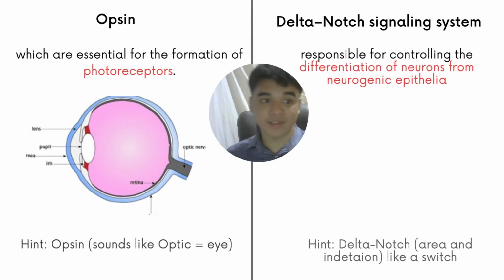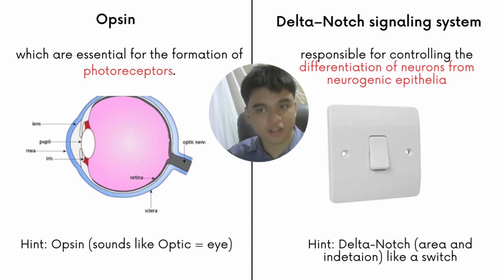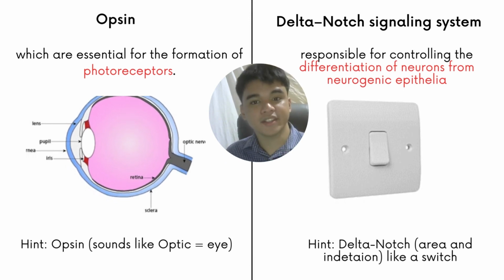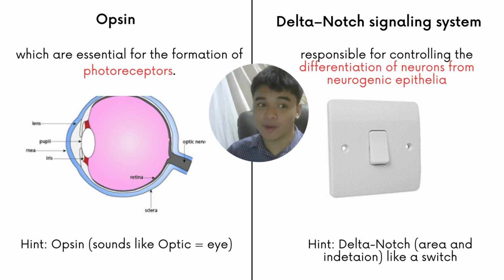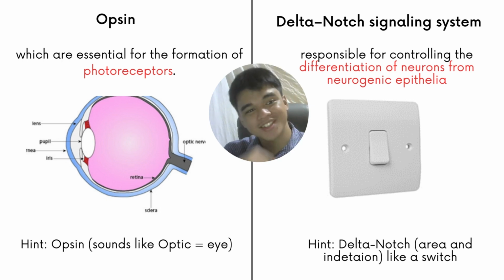And now we have a few more genes besides MyoD. We have opsin and the Delta-Notch signaling system. Opsin is needed for photoreceptors, so opsin sounds like optic, which is eye, and Delta-Notch signaling is like delta, which is area and military, and notch is like a small notch, like a switch that can change spots, which is needed for neurons from neurogenic epithelia, like connecting neurons with the switch.